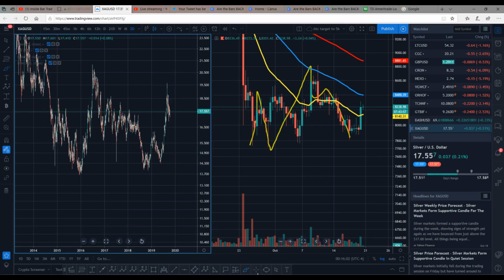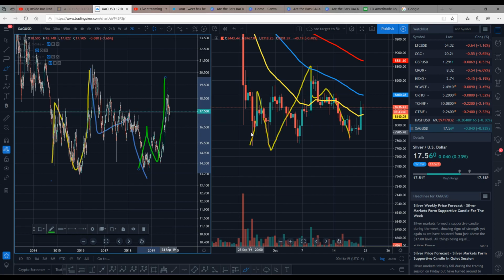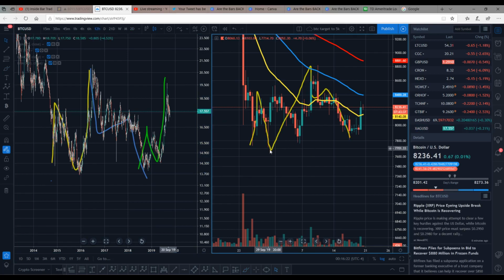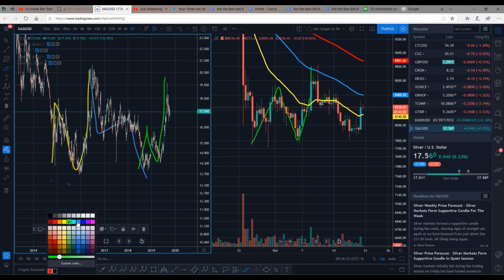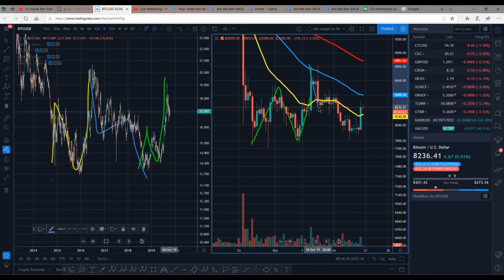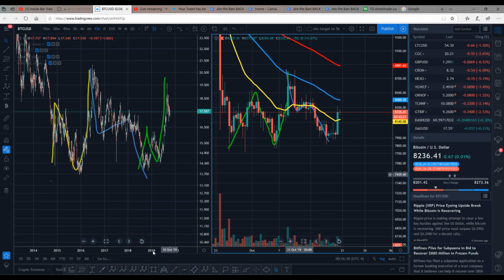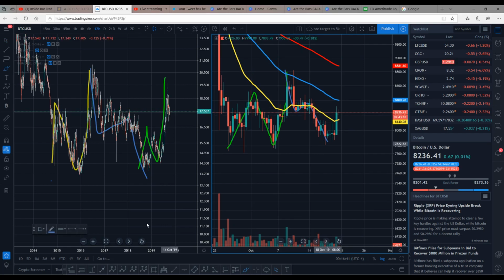So let me just draw it. 1, 2, 3. Let's change the color. We got another 1, 2, 3. Let's change the color, and then we got another 1, 2, 3 from silver. Okay, you can see BTC, you got your 1, 2, 3, right? And you're gonna get another blue 1, 2, 3.